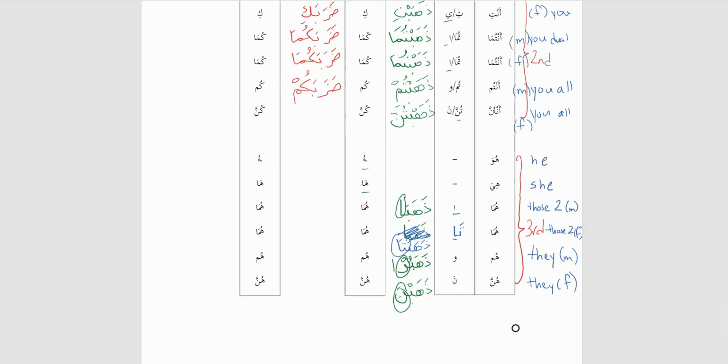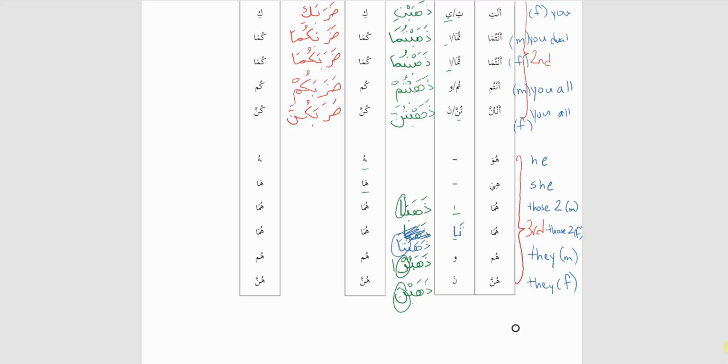ضربكم. He hit you all. Kum is acting like the object. These are all acting like the object. Then we have ضربكن. He hit you all, feminine.